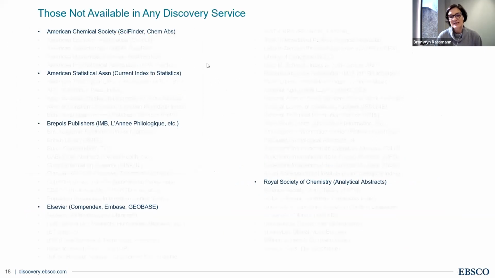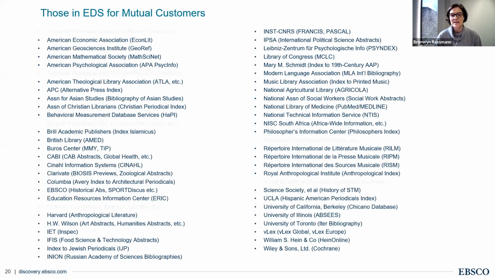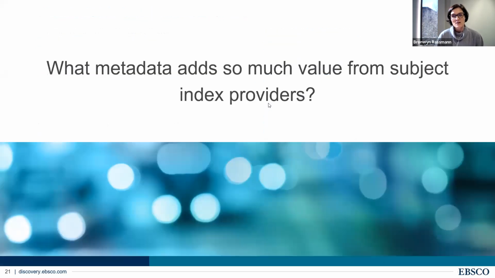So there are a couple of subject indexes that aren't available in any discovery service, and this is really a choice on the provider. It's the nature of the game. And then if you look at that very long list, these are subject indexes that are unique to EBSCO. And then if you add the ones that are happy to work with other discovery services like EconLit, like GRF, you can see that we have this huge amount of content coming into EBSCO Discovery Service supporting that precision of that result list.